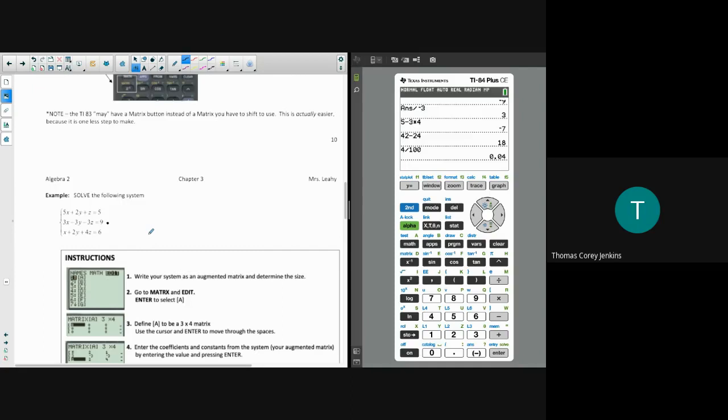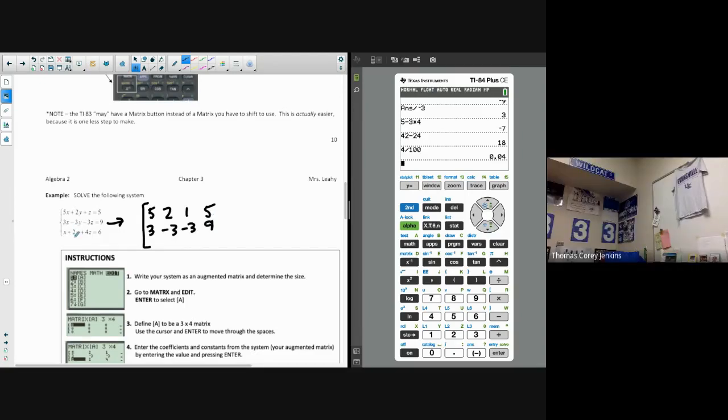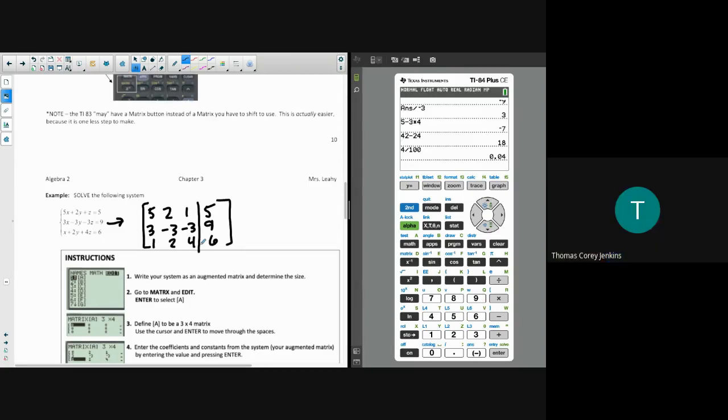Let it get caught up here. So my top row I can see is going to be 5, 2, 1, 5. My second row is 3, -3, -3, 9. My third row is 1, 2, 4, 6. You probably want to space it out a little more than I did just because my numbers are kind of jammed together here. All right, so I have to enter that into the calculator now.